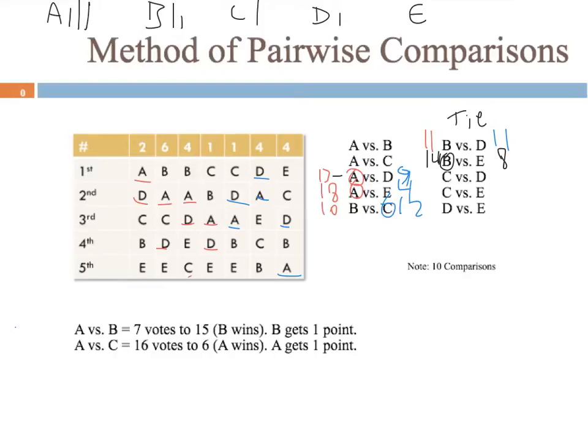I'm going to give B an entire point there. All right, almost there. C versus D. C is on top of D 6 times. Plus 1 is 7. Plus 1 is 8. Plus 4 is 12. We have 12, and then we have 10. So C is the winner there. We're going to give C another point.